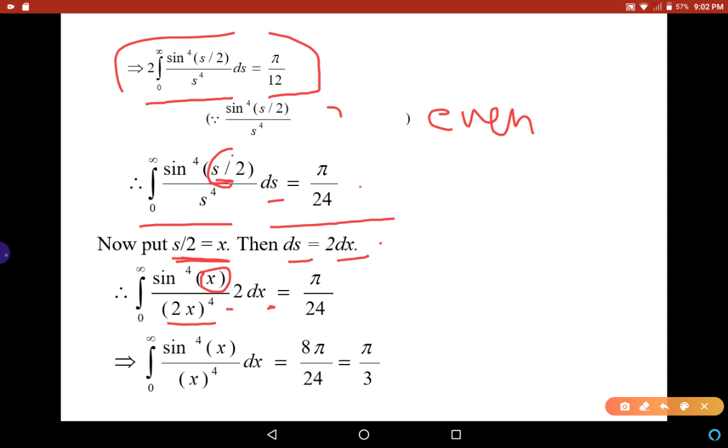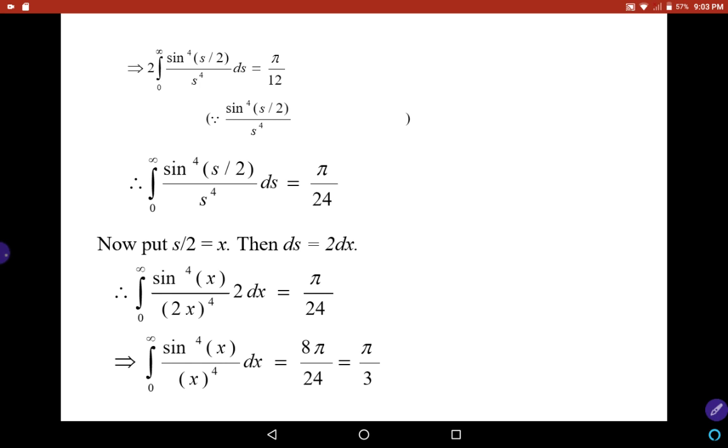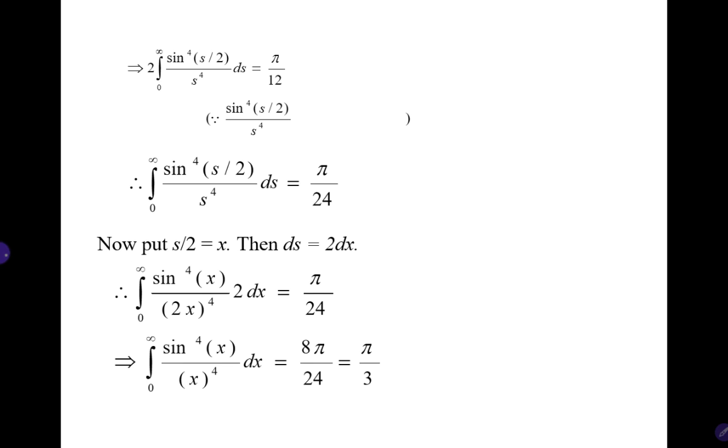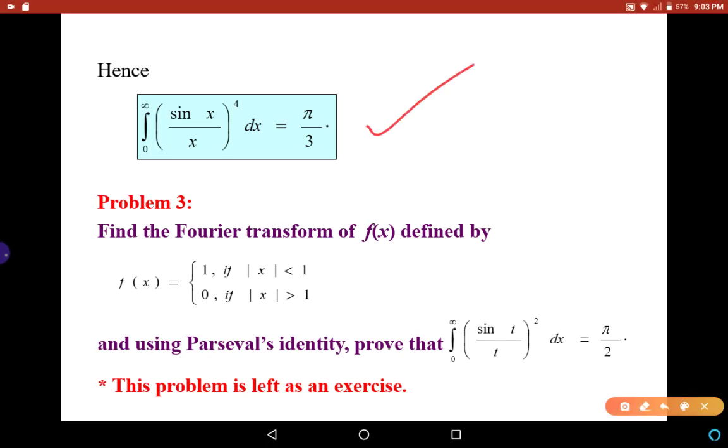So the integral from 0 to ∞ of sin⁴x/x⁴ dx is equal to 8π/24, because we have 2⁴ here and 2 from ds, so 2⁴ divided by 2 becomes 2³, which is 8. So this is 8π/24, that is equal to π/3. And hence the integral from 0 to ∞ of (sin x/x)⁴ dx is equal to π/3. So here also we applied Parseval's identity to derive the value of this integral.